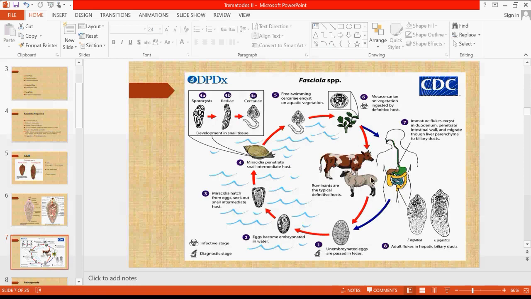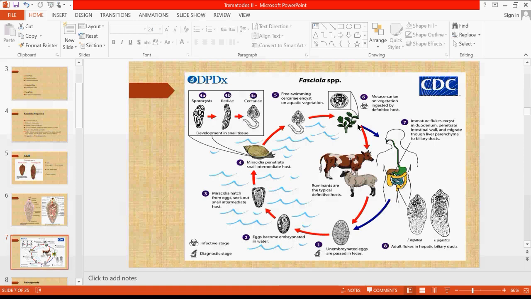So the definitive host will be man, sheep, cattle, goats, and the first intermediate host is the snail. The second intermediate host will be the aquatic plants. And the route of transmission is definitely the aquatic plants which are eaten or ingested by humans or any of the cattle or sheep. So there will be an infection of Fasciola hepatica, because this aquatic plant is harboring the encysted forms of the metacercaria. Okay, metacercaria is the larval form of this parasite. The 5 larval forms we are going to see in detail now.